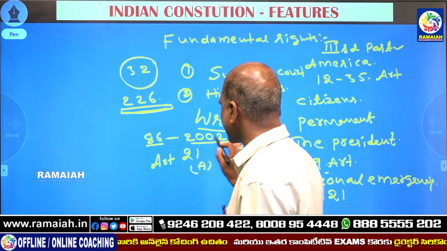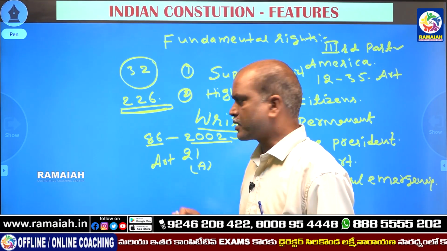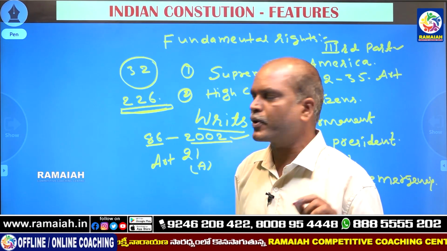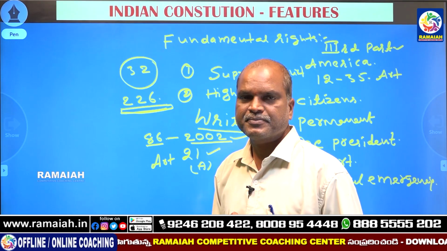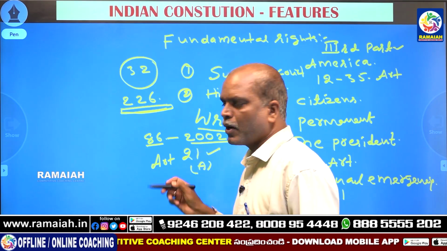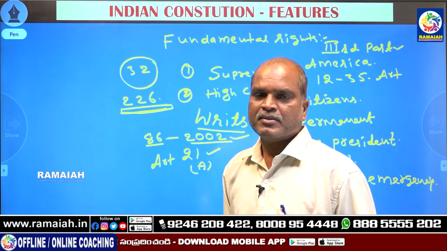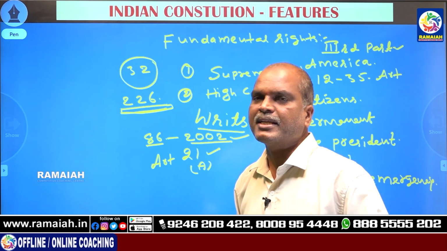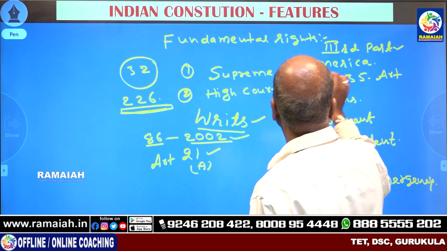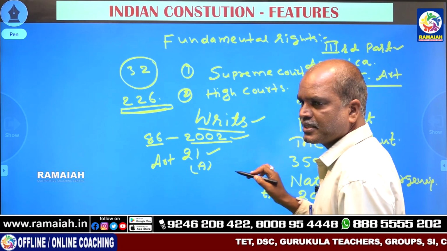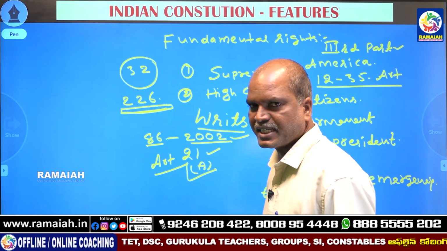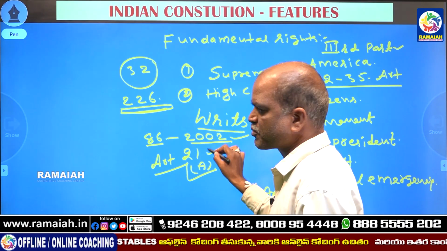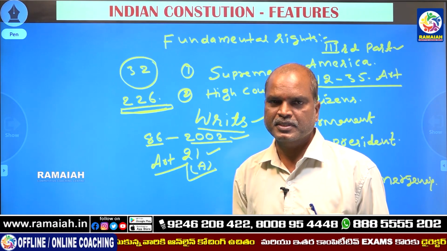According to the 86th Constitutional Amendment Act 2002, newly incorporated Article 21 Clause A. This article explains that the government should provide free and compulsory primary education to children between 6 to 14 years. Okay, 12 to 35 articles are here. So Article 21 Clause A is here, in the list of fundamental rights. This article explains about primary education. Got it, all of you?